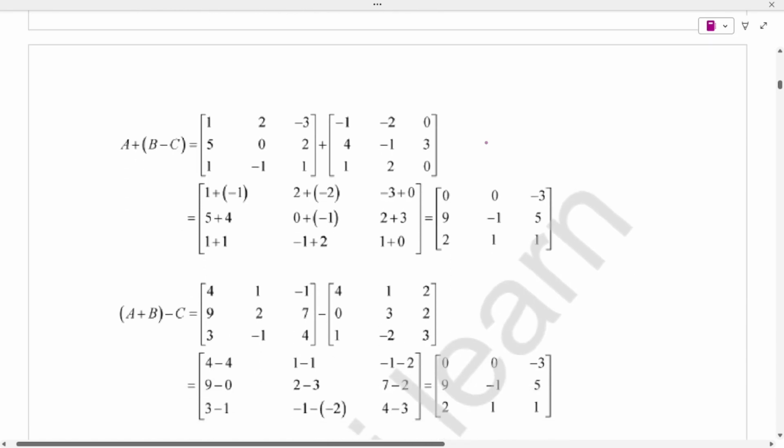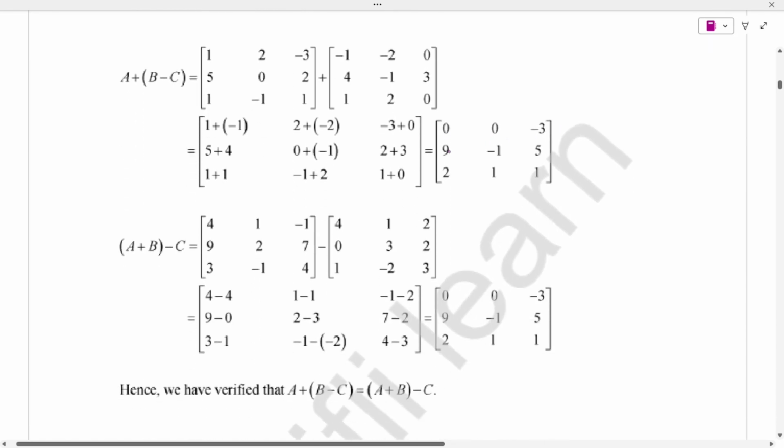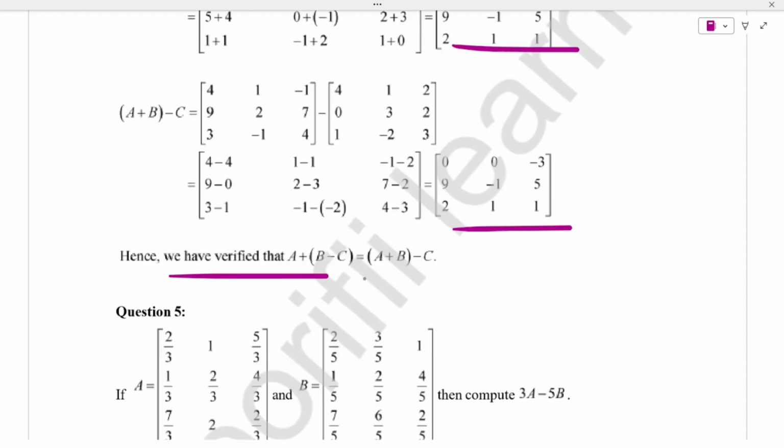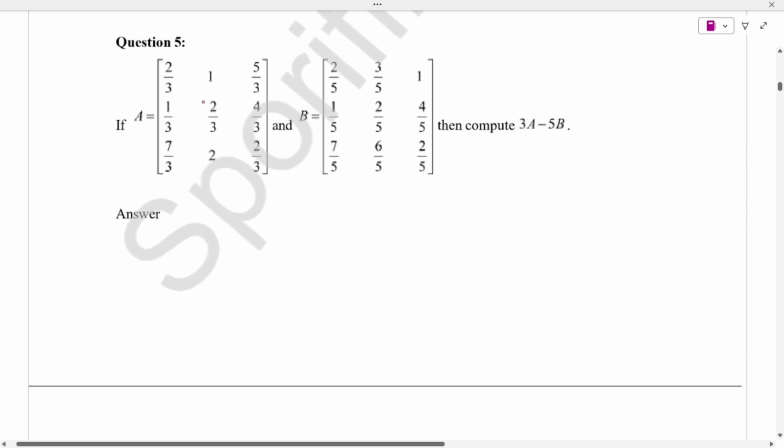Now you can see here: 0, 0, minus 3, 9, minus 1 and 5, 2, 1, 1. Here and here it is the same, so we say that it is verified. Question 5 is 2 by 3, 1, 5 by 3 and all they have given. 3A minus 5B. Nothing but you have to multiply 3 for all the elements.